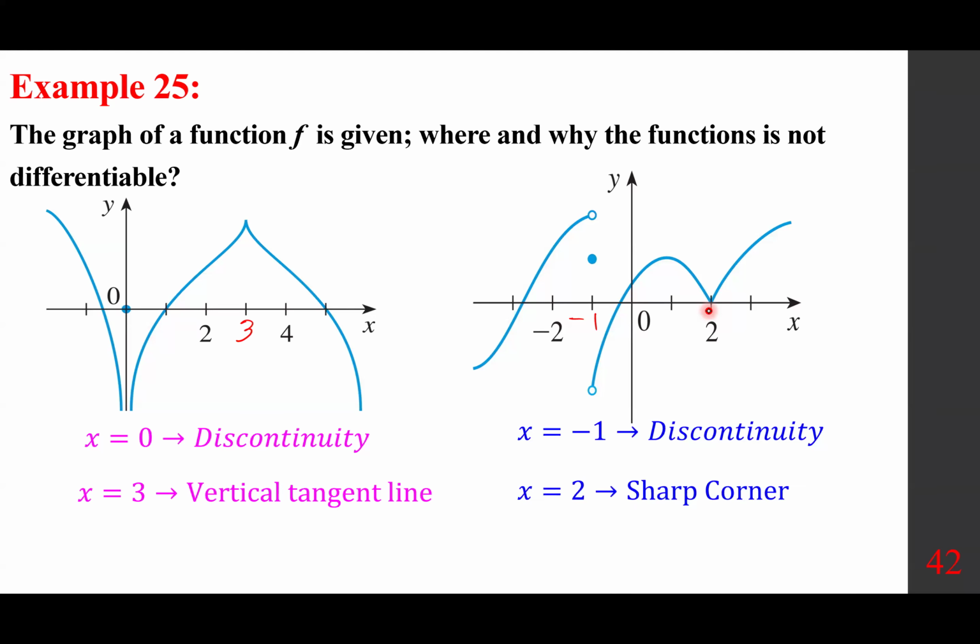Now, again, what's the difference between a sharp corner and a vertical tangent line? I hope you notice that this shape is a V shape, or a V shape upside down, whereas this one clearly is not a V shape, it's moving up, and therefore it has a vertical tangent line.